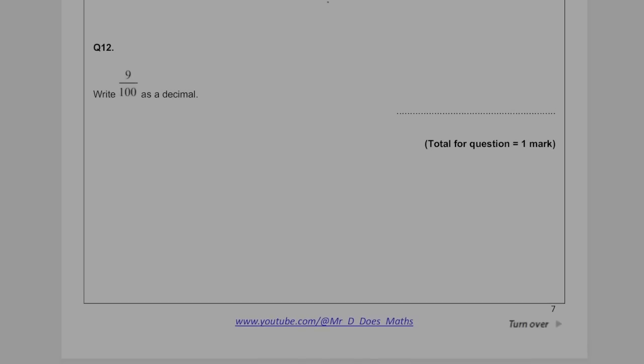Question 12, write 9/100ths as a decimal. So 9/100ths, we can view it as 900ths, so 0.09.